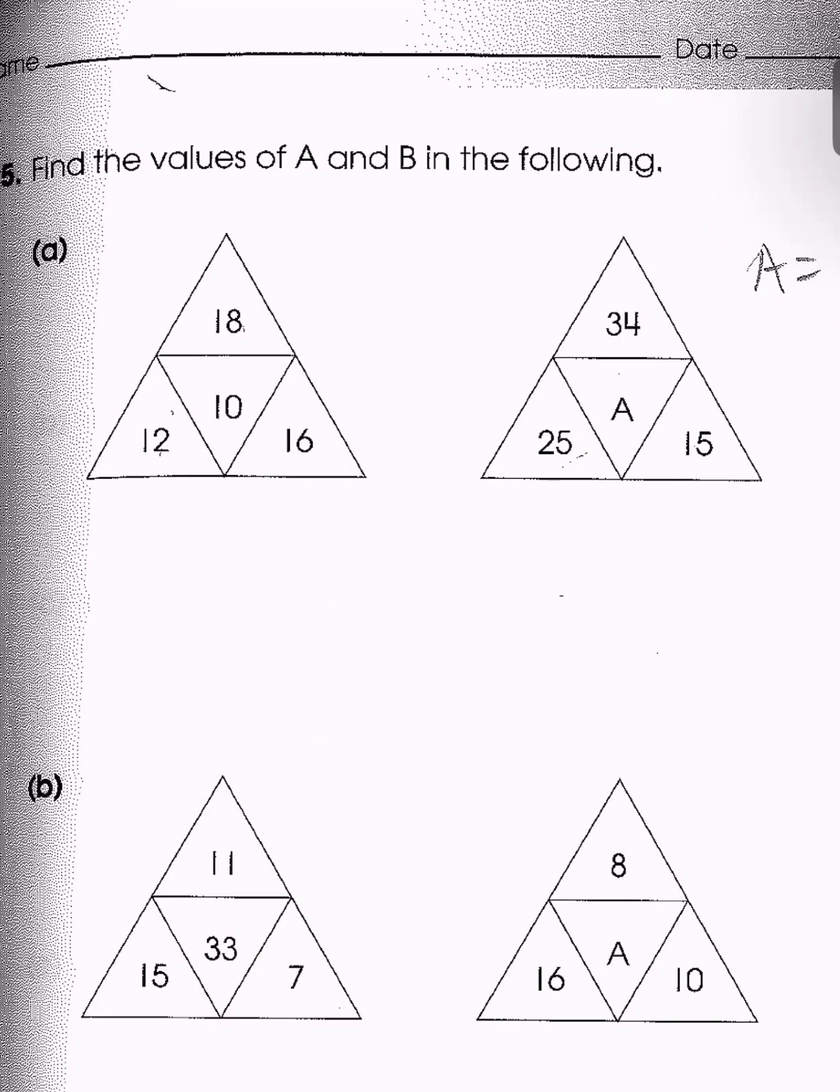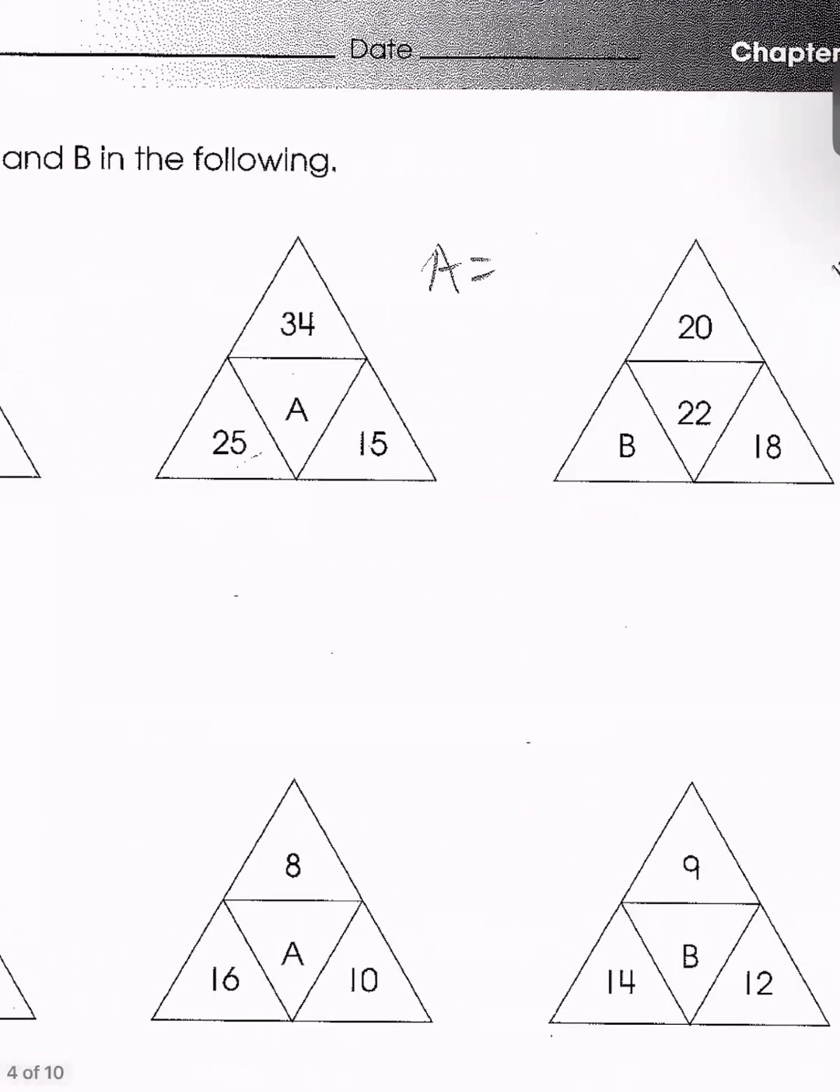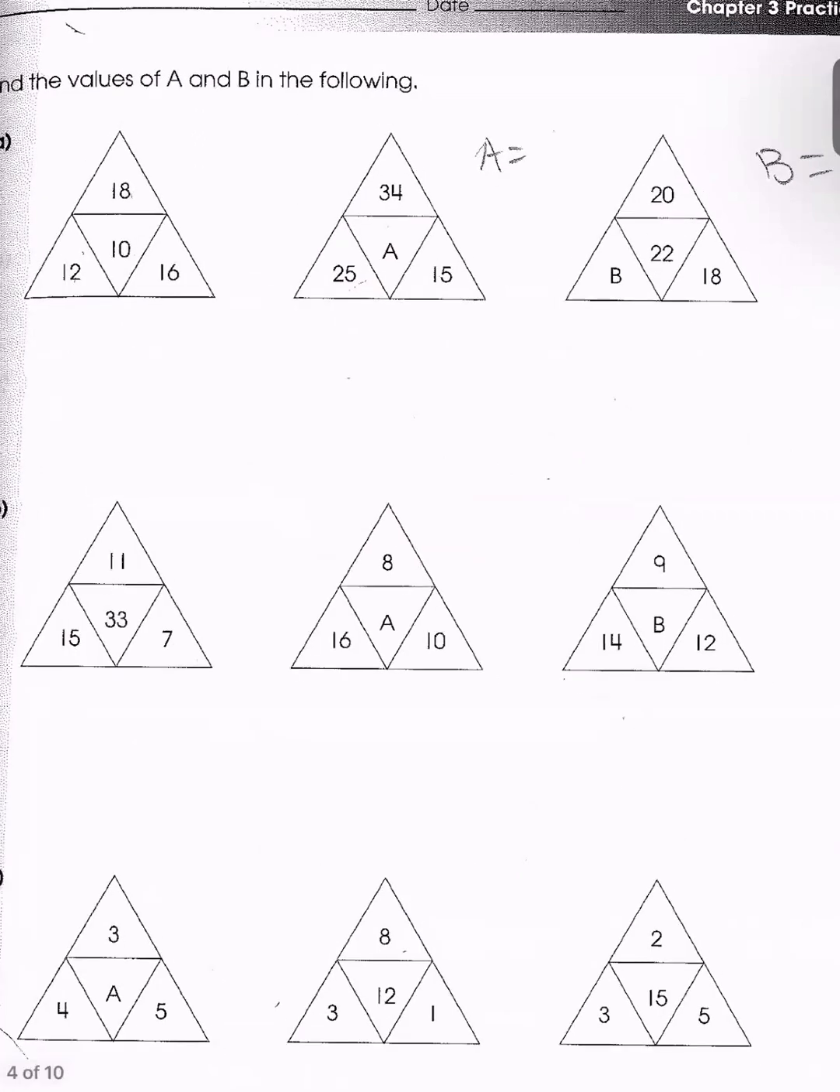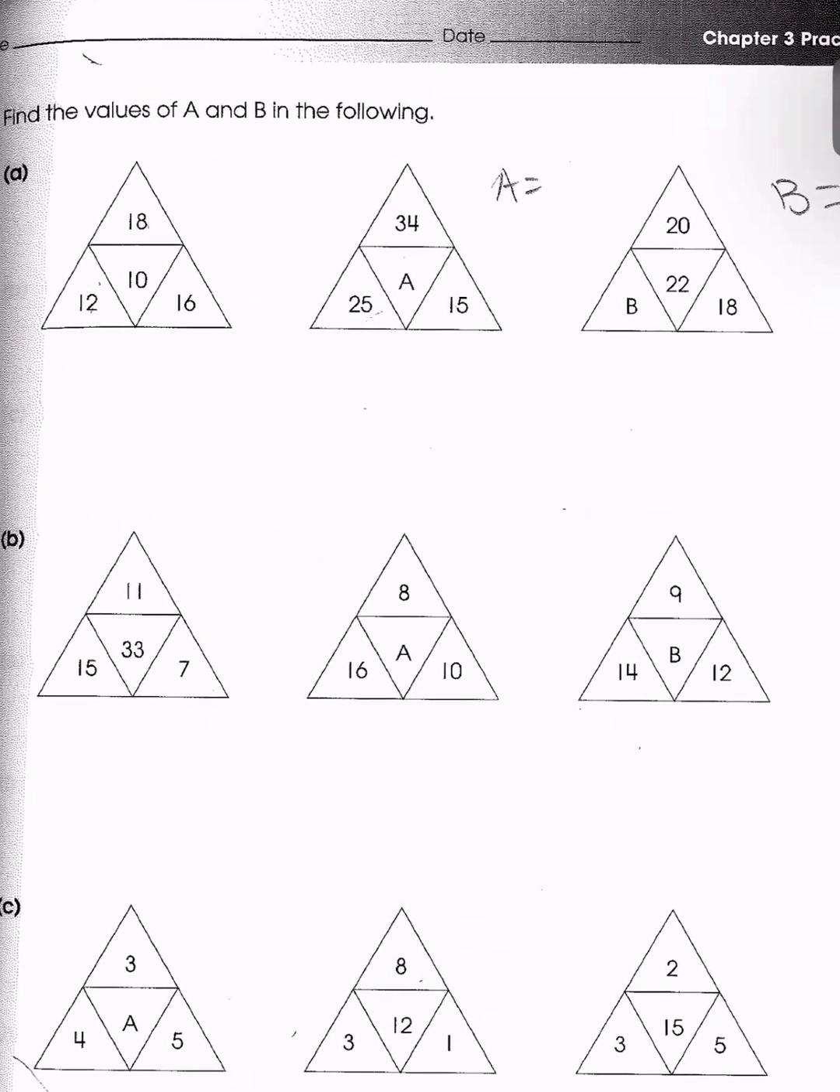And so we'll look at problem A. So we have 4 triangles here. And so now we have 10 in the middle, and so we'll see what we can do. So we have 3 problems. So we do need to look at all of them. And so it says find the values of A and B.